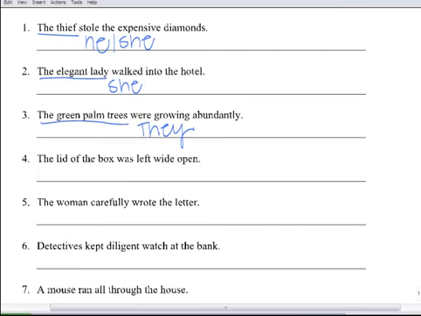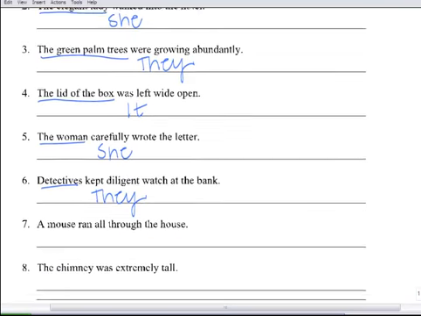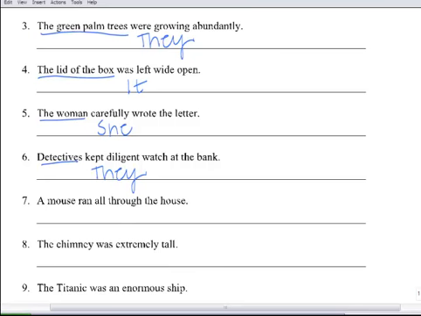Number 4, the lid of the box was left wide open. So the subject is the lid of the box, or just the lid, and that is it. The woman carefully wrote the letter. The woman, so we can replace that with she. Detectives kept diligent watch of the bank. Who kept watch? The detectives. So we can say they. A mouse ran all through the house. Who ran all through the house? A mouse. And so that could be it.